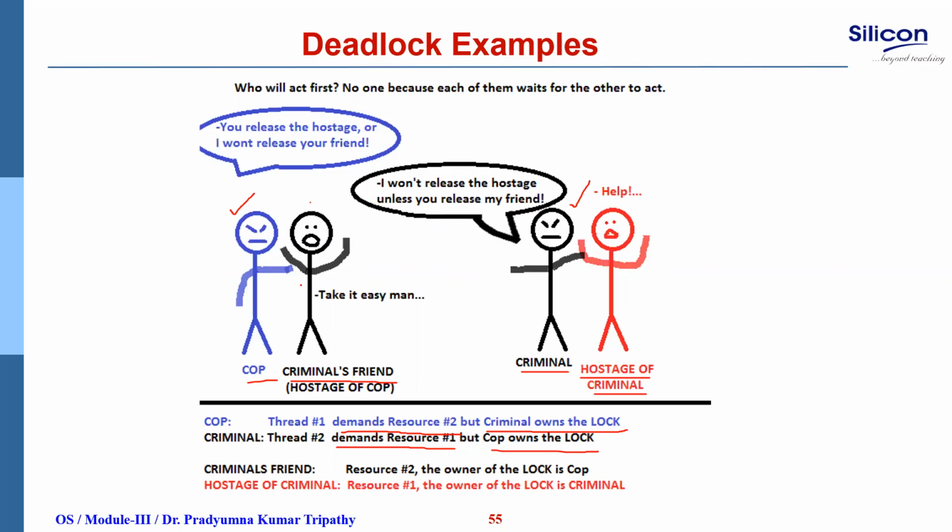Correct? Similarly, for the criminal's friend, what happens? For resource 2, the owner of the lock is the cop. And for the hostage of the criminal, who is the owner? The owner is the criminal. So in this case, none of the processes can continue. They will stand like that, and neither the hostage nor the criminal's friend can be released if the conditions remain like that.